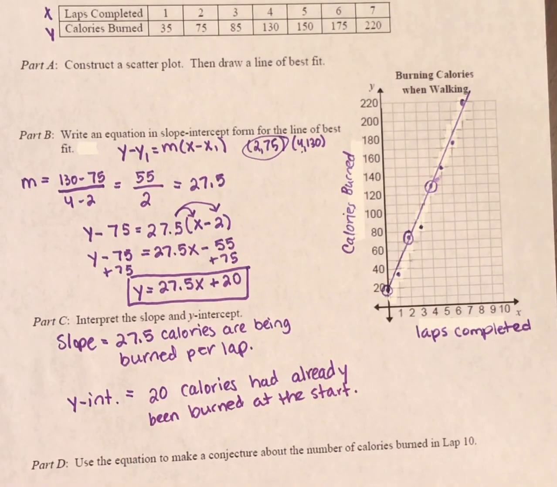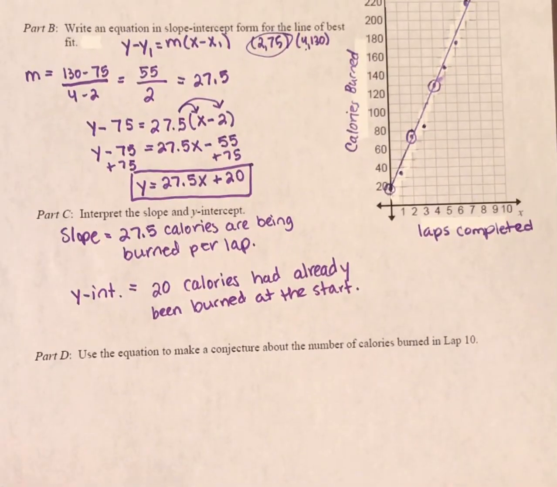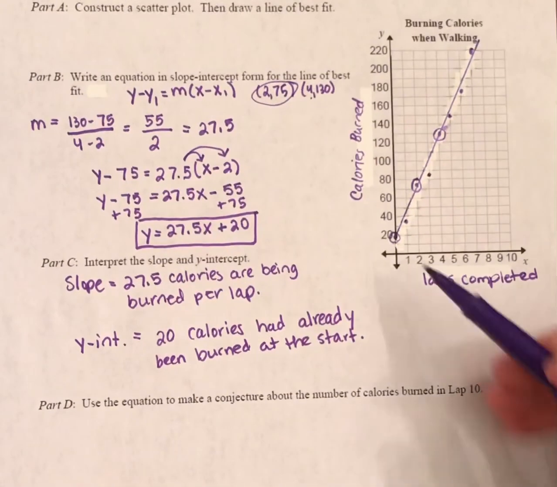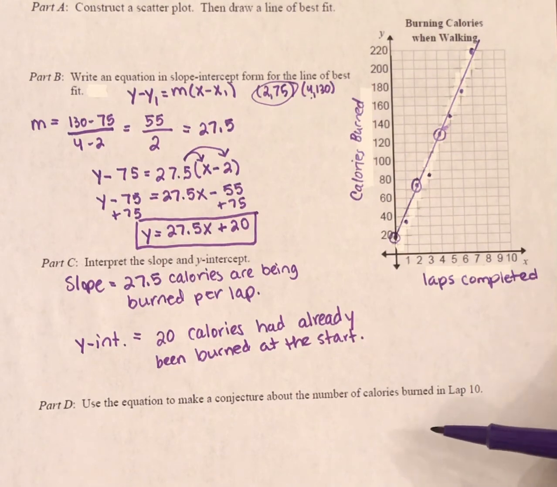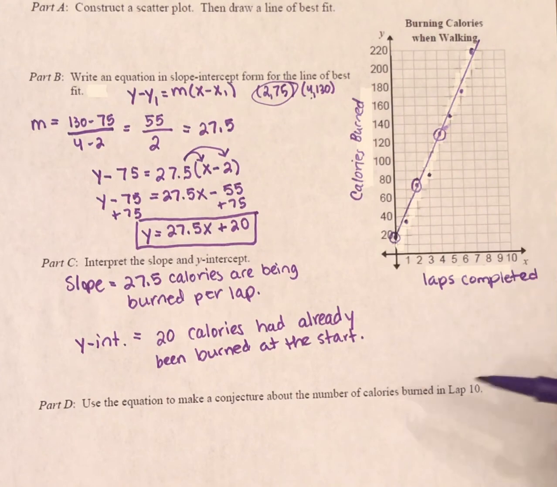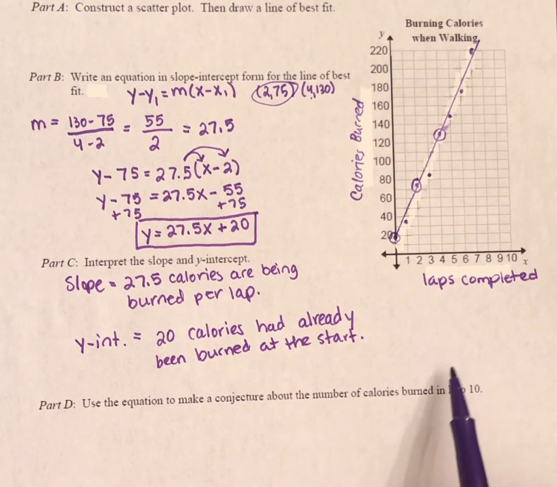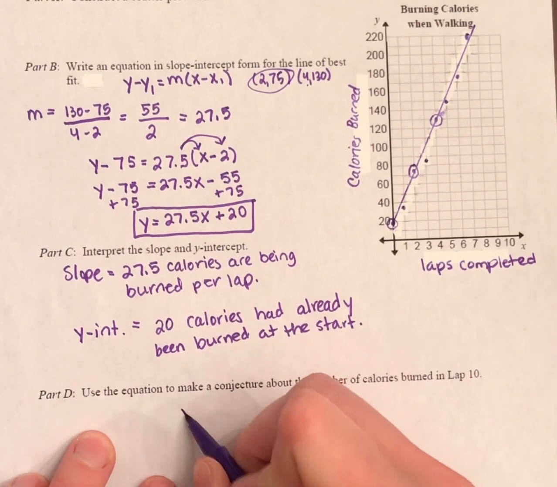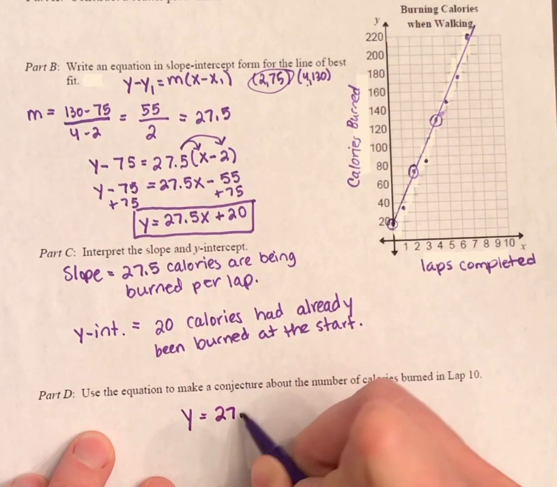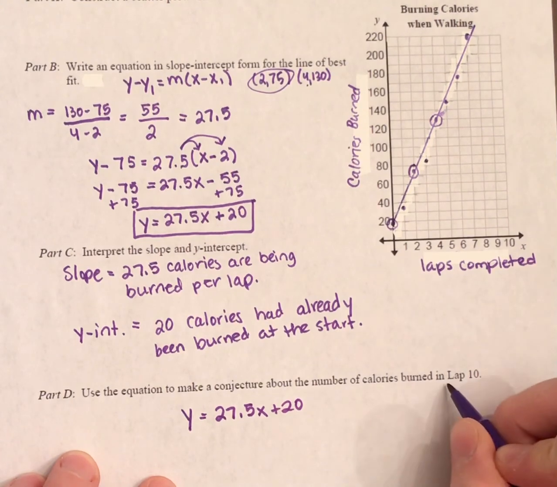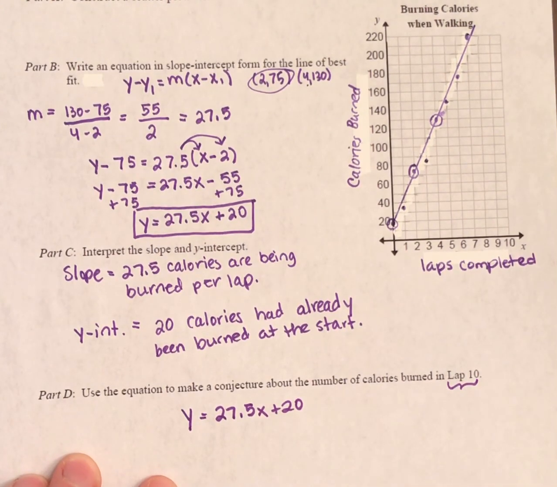Okay. All right, so our last thing that we're going to do is take our line of best fit and use it to make predictions, right? I can make predictions about what's going to happen on lap 8, lap 9, or in this case, I want to know how many calories you think you're going to burn by lap 10, all right? So if I use my equation, y equals 27.5x plus 20, and I'm talking about what's going to happen at lap 10.